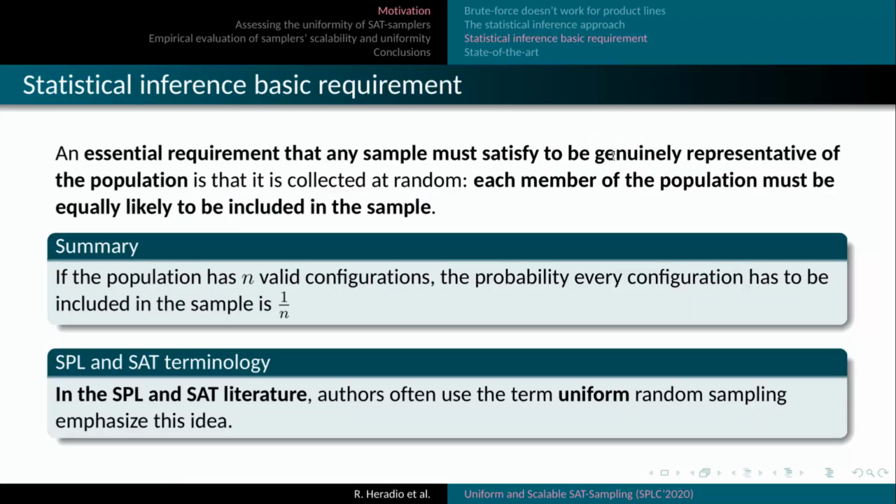Uniformity means that each member of the population must be equally likely to be included in the sample. In other words, if the population has n valid configurations, the probability every configuration has to be included in the sample is 1 divided by n.